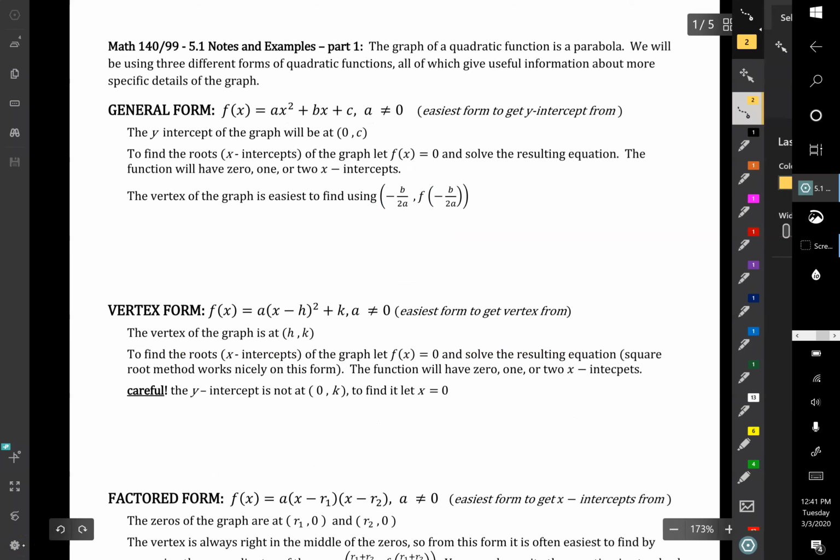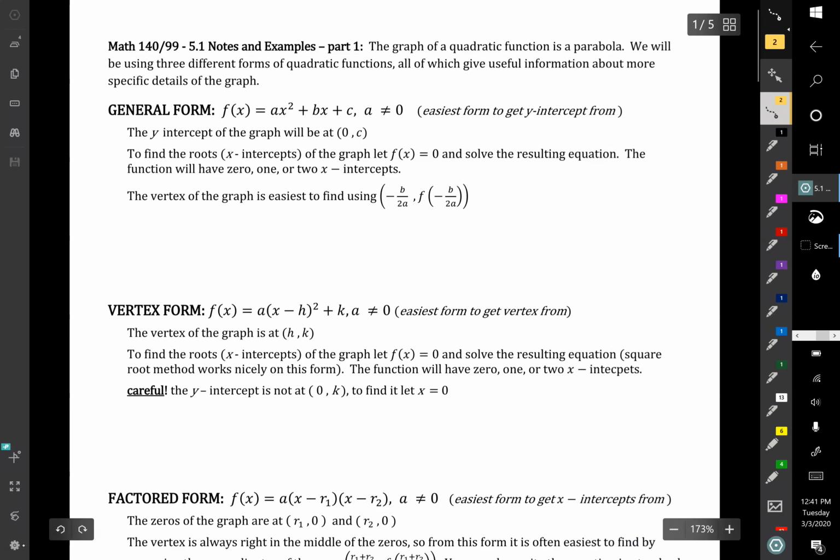Okay, so I'm looking up here at the top. The graph of a quadratic function is a parabola. We will be using 3 different forms of quadratic functions, all of which give us useful information about more specific details of the graph. So depending on what you need to know or what you're given, different forms are better than others. But you can manipulate any one form into another using a variety of techniques, so we'll look at that as well.